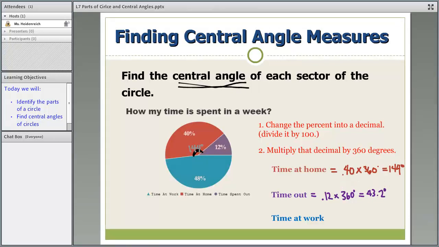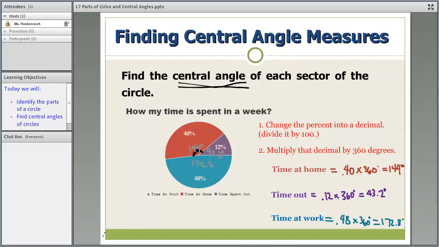Okay, last one. Oops. Let's go ahead and get out a blue. Okay, 48%. Oh, I should have labeled that on my circle. Whoops. 43.2 degrees for that one. Then my last one should be 48% time at work. So 48% as a decimal is 0.48. I'm multiplying it by the total number of degrees in the circle. And again, check my math, make sure I'm right, but this one should be 172.8 degrees.